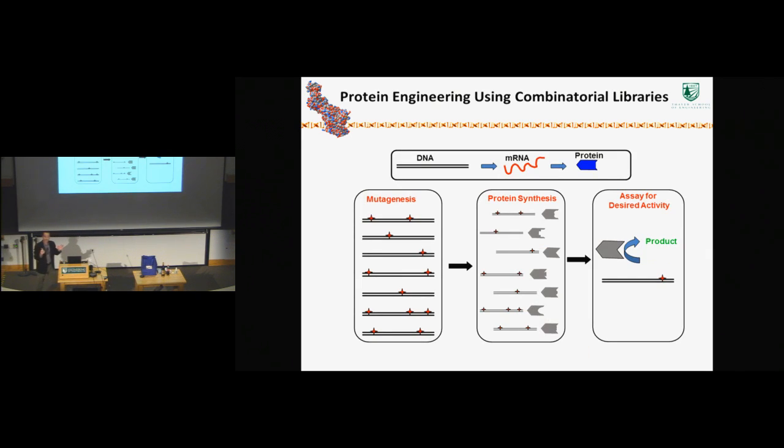Now, the final piece of the puzzle in combinatorial protein engineering is once we have our mutant gene library, we've converted that mutant gene library into a mutated protein library where these proteins are related to our wild-type protein, but they're all subtly different. The objective is to go through and screen each one of these proteins and test it for the activity of interest.